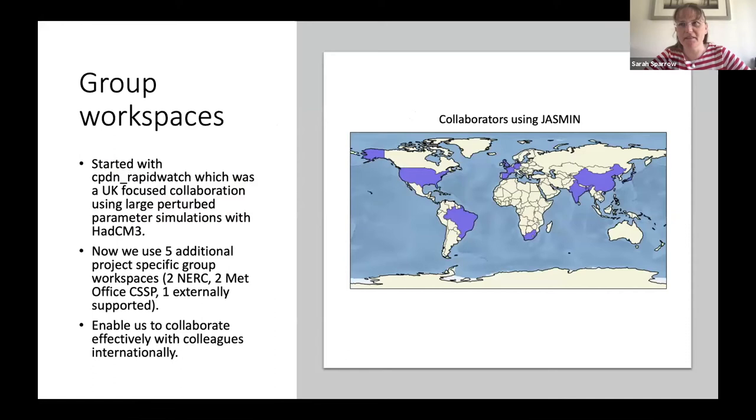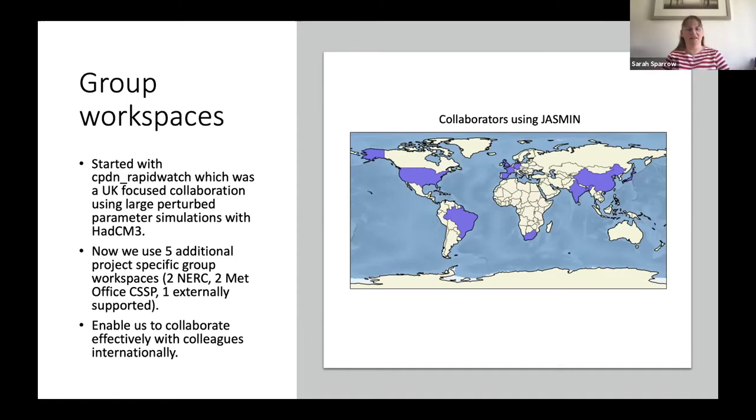Now, the big thing about the group workspaces is that it enables a lot of collaboration for us as a project. When we started, we had one group workspace, the CPDN Rapid Watch group workspace. This was a very UK-focused project, for sharing data from large perturbed parameter simulations with HADCM3. Now we've expanded our use of the group workspaces. We hold data in probably five additional project-specific group workspaces. Two of those are NERC related, two are the Met Office CSSP activities, and one's externally supported.